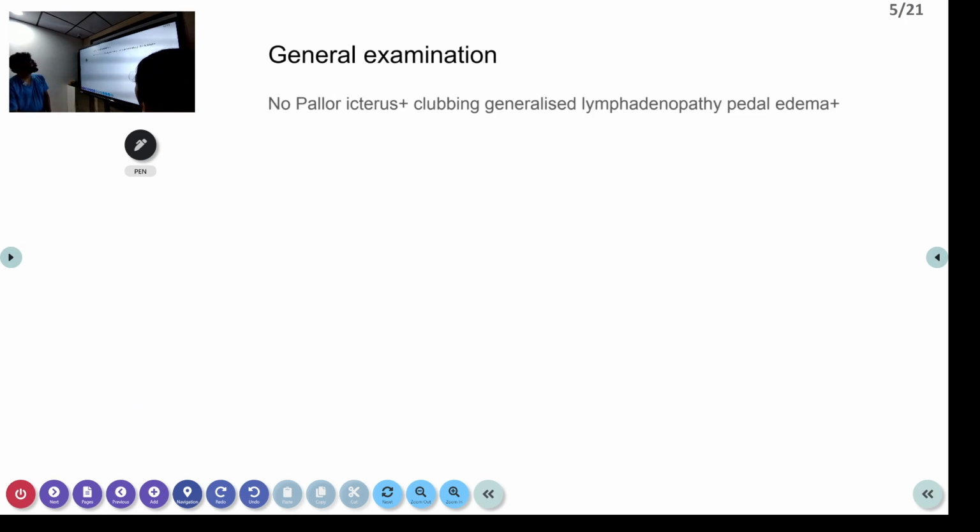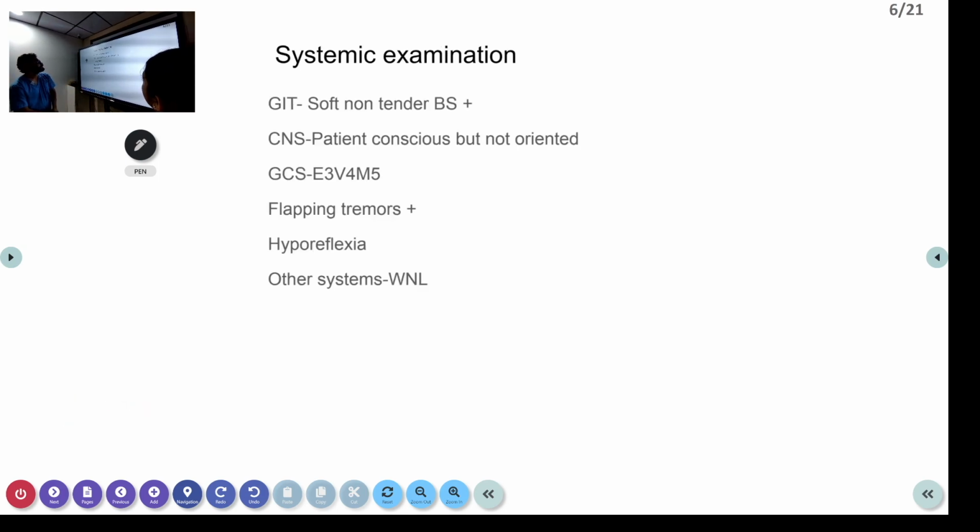Coming to general examination, icterus was present and also pedal edema was present. Okay. Systemic examination, GIT: soft, non-distended, bowel sounds present. CNS examination: patient was conscious but not oriented. GCS of E3, V4 and M5. Flapping tremors were present and there was also hyporeflexia. Other systems were within normal limits.